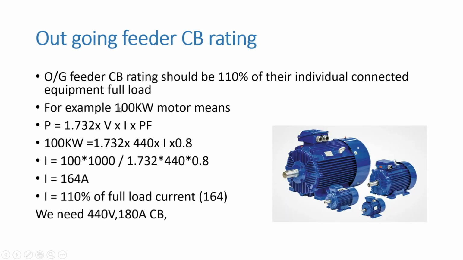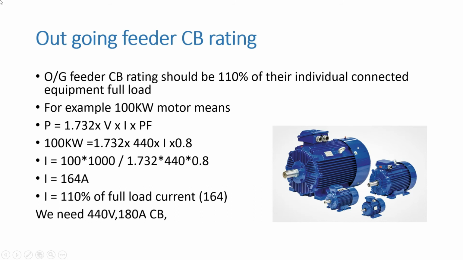See here, the first motor is 100 kilowatt. As you know, the power formula is P = √3 × V × I × cos φ. Power is in kilowatts, so 1.732 × 440 volt × I × 0.8. I need only I, so I keep I on the left side and the rest of the things on the right side. So 100 kilowatt, so 100 × 1000, because I want to convert into watts, divided by 1.732 × 440 × 0.8. So I becomes 164 ampere.